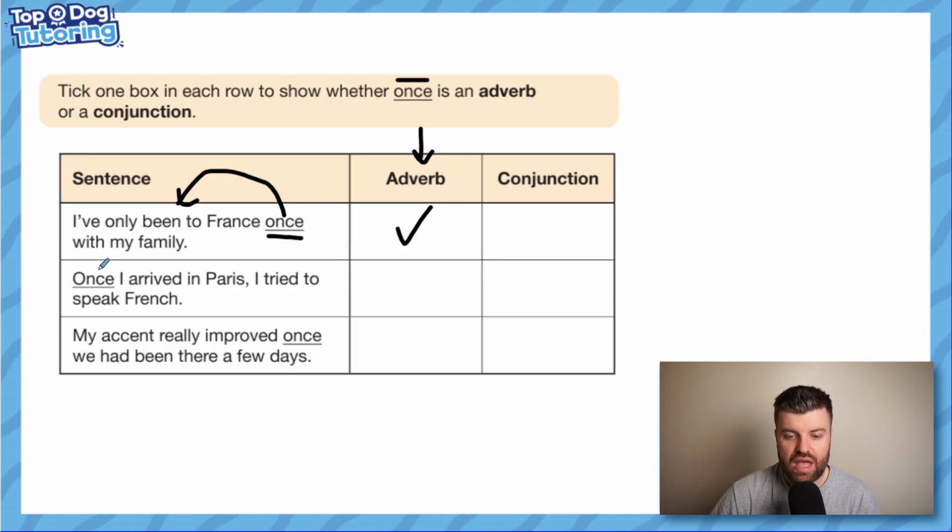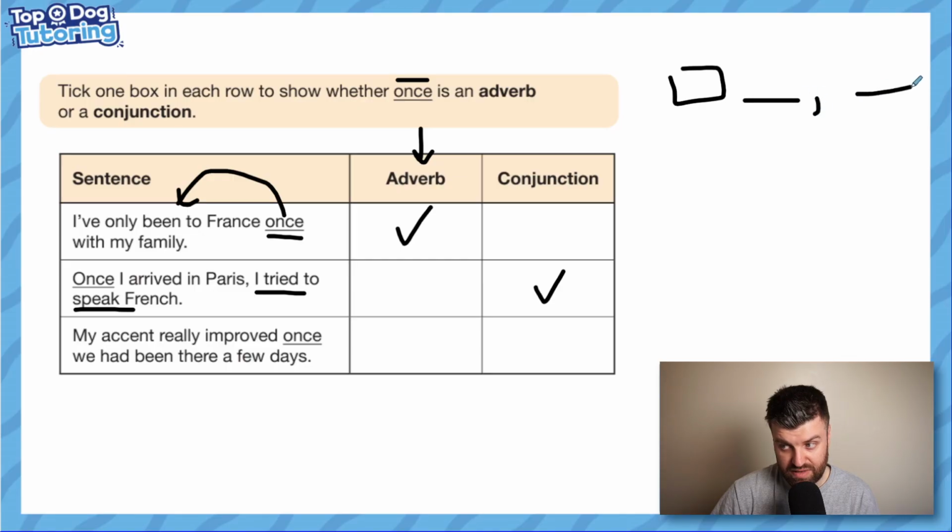It's an adverb. Once I arrived in Paris, comma, I tried to speak French. I tried to speak French is a main clause. Once I arrived in Paris, that's a conjunction. It's adding on extra information. Tick it right there. And remember what I said earlier, conjunctions can come at the start of a sentence. So don't be put off by that.